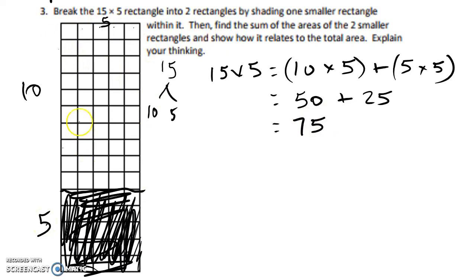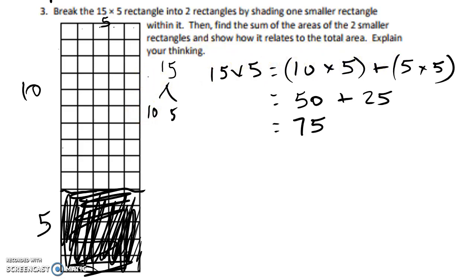But can you see, if you made this 1, 2, 3, 4, 5, 6, 7, 8, you'd have 8 times 5 and 7 times 5, which you're still working with 5s, but I still like a 10 in there. Anytime I can get a 0 makes it easy. Okay? So show how it relates to the total area.